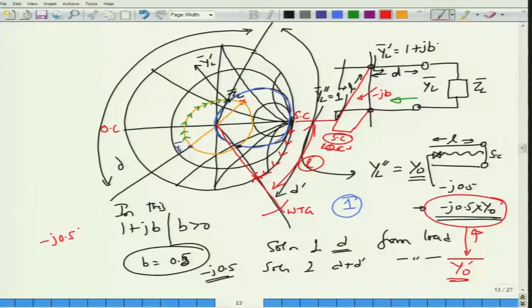So, B prime would not be equal to the original B, but it would be y0 divided by y0 prime, where this ratio will tell you what should be the value at which you have to scale the plus j 0.5 term, right, the 0.5 being the B value, which was the residual susceptance if you think of it. How much you should scale this 0.5 or B value is given by the ratio of the characteristic admittances of the main line to the secondary transmission line or the stub line.